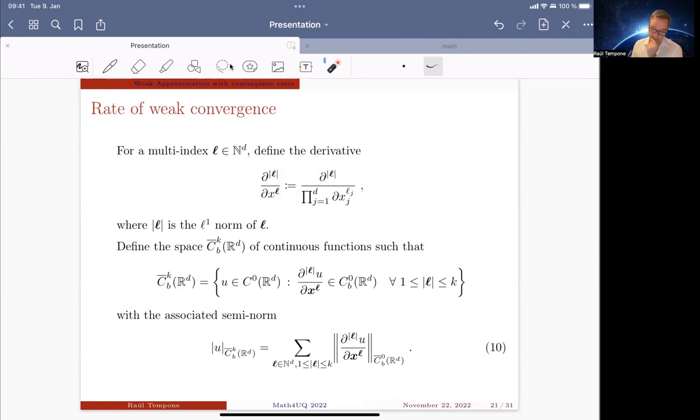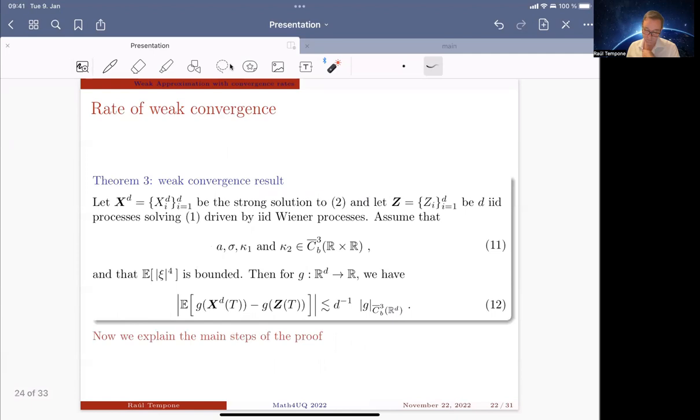And we're going to use this for the L1 norm of the index L, meaning the sum of all the components. And now we work with continuous functions, right? And the corresponding L infinity norm. And when we say that we have a semi-norm of this type, we sum over the indices from 1 to k of these corresponding norms here. So what else? Okay, so what is the weak convergence result?